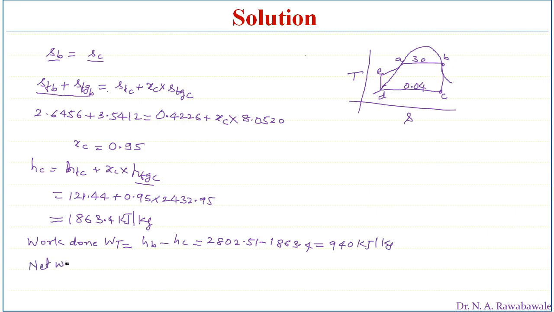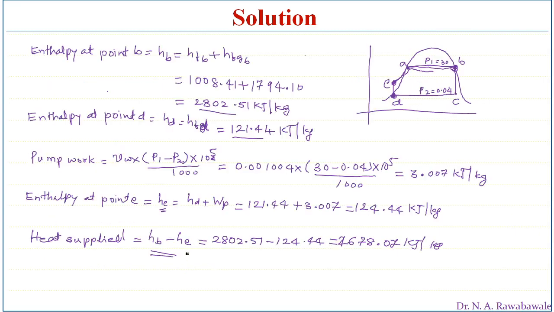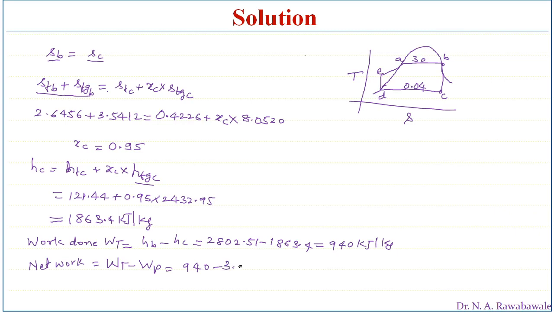Now net work is equal to turbine work minus pump work. Turbine work is 940 minus pump work, which we have just calculated as 3.007. 3.007 means approximately 3. So this will be 937 kilojoules per kg. Now efficiency can be obtained.